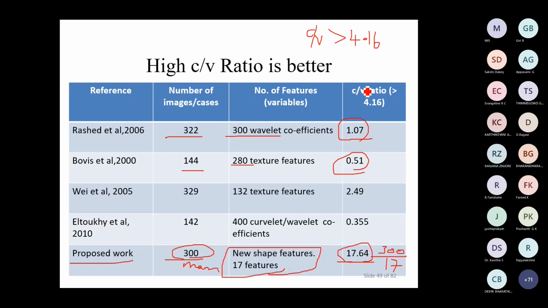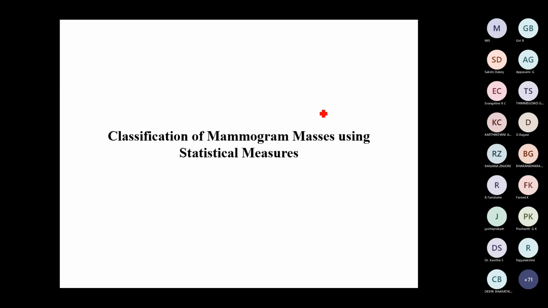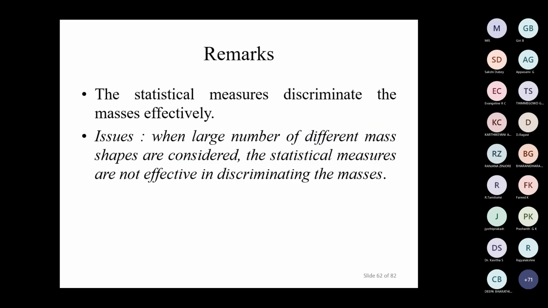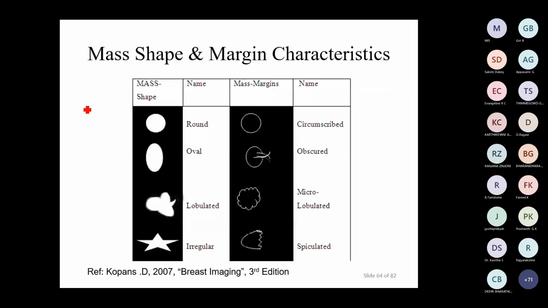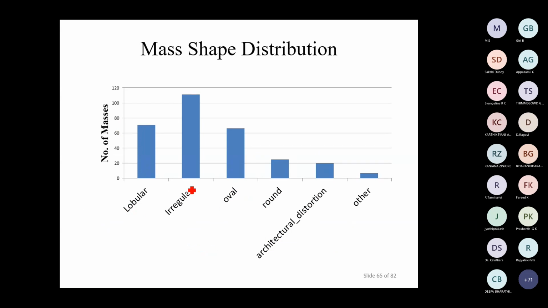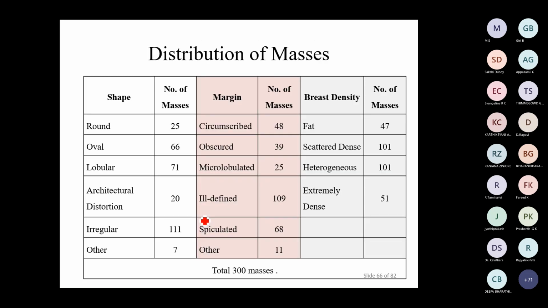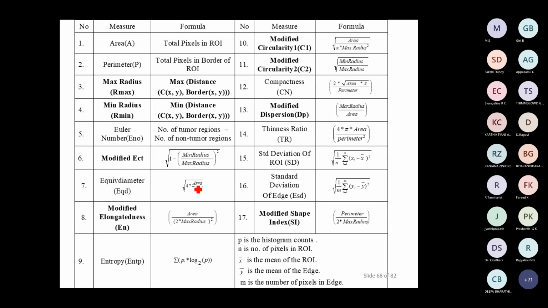Okay, so what are the features we used? I'll show you that. So here what we consider is we used shape-based measures. A benign tumor will have a rounded oval shape. In an advanced stage of cancer, it will have globular and irregular shapes. Most of the research works do not consider irregular and globular images because these are difficult to classify. So these are the features we used for our research.